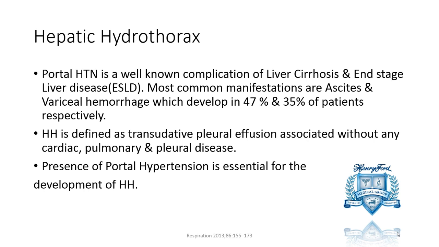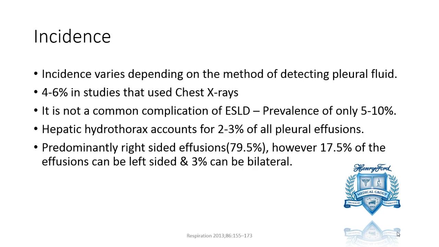liver cirrhosis and end-stage liver disease. The most common manifestations are ascites and variceal hemorrhage, which we see. They develop in about 47% and 37% respectively. Hepatic hydrothorax is actually a diagnosis of exclusion. It's defined by transudative pleural effusion in patients without any underlying cardiac, pulmonary, or pleural disease to begin with. And these patients usually have portal hypertension.